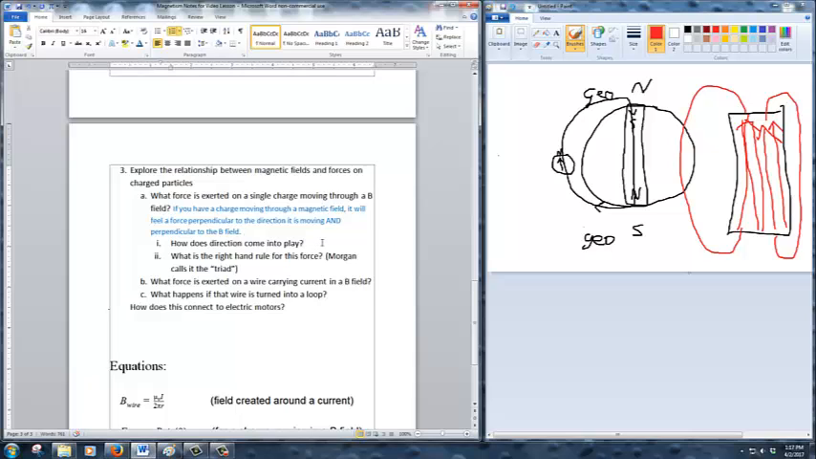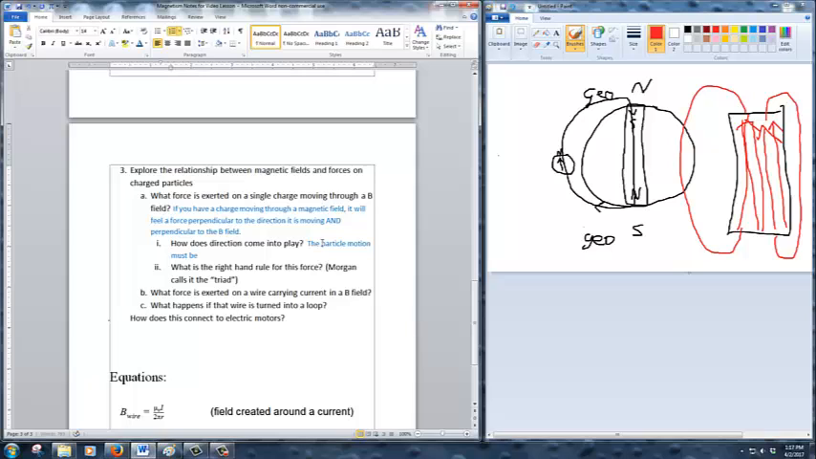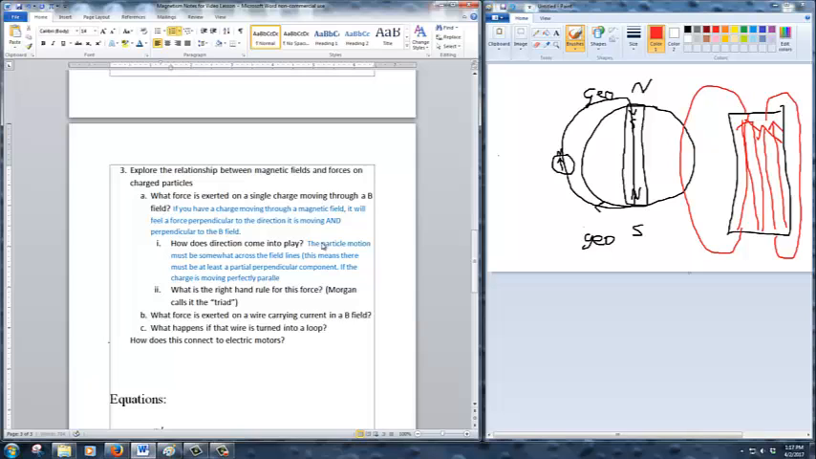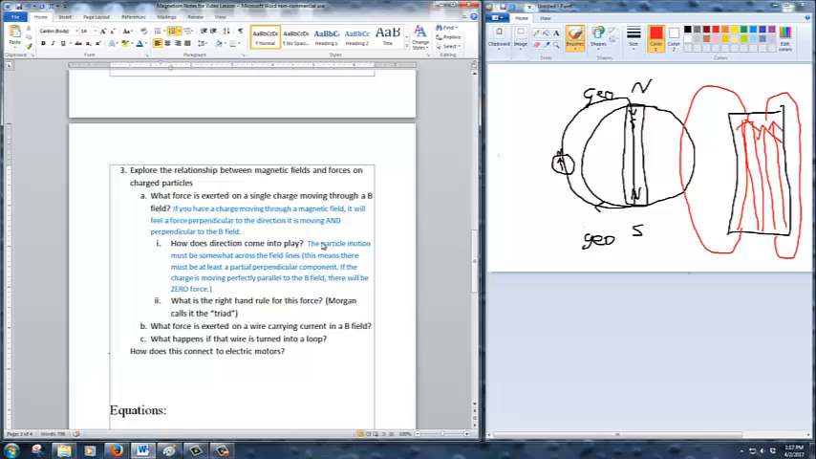Let me say two things. One is the particle motion must be somewhat across the direction of the field lines. So this means there must be at least a partial perpendicular component. If the charge is moving perfectly parallel to the B field, there will be zero force. So first of all, you only get a force when the charge is cutting across the field line. Whatever piece of its motion is perpendicular to the field, that's the part that's going to cause a force. The larger that component is, the bigger the force.